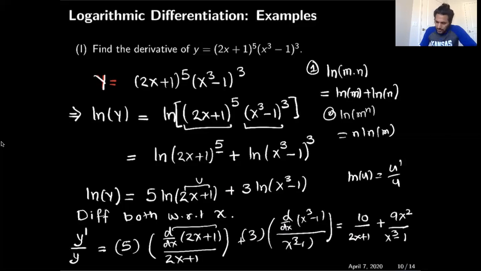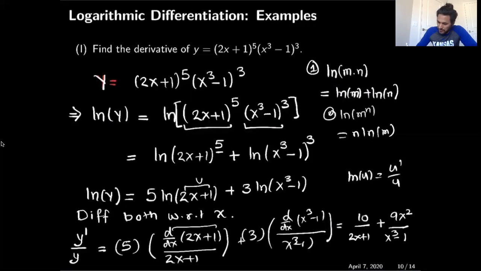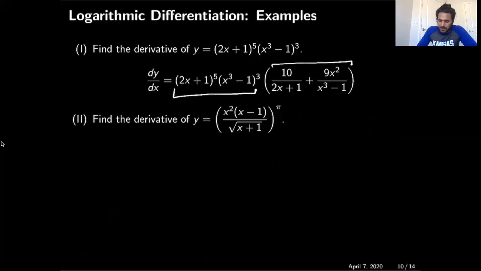So again, this is y prime over y. So in order to calculate y prime, I will multiply y on both sides. So I will get my final answer. This is the y term, and that is this term which we calculated here. So this term multiplied by y, and substitute y back. So (2x plus 1) to the power 5, (x cubed minus 1) to the power 3, and this.